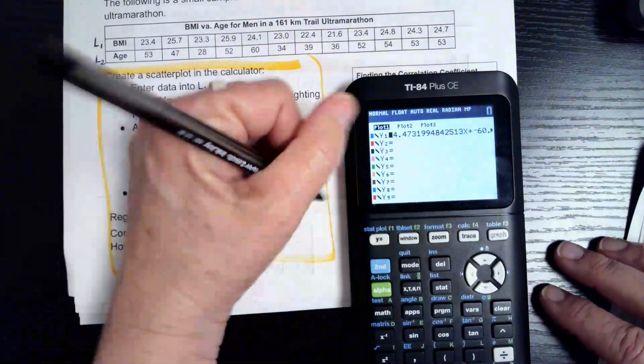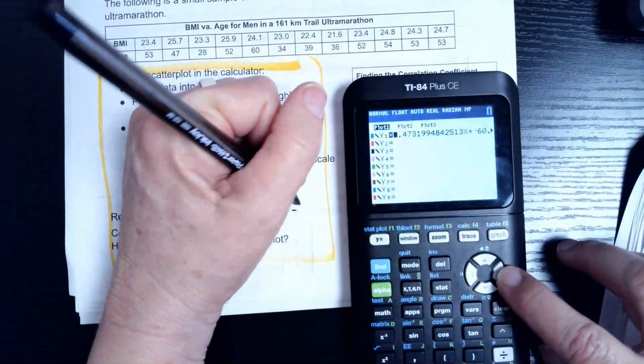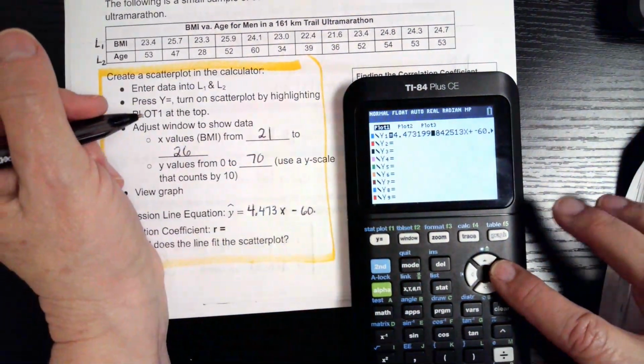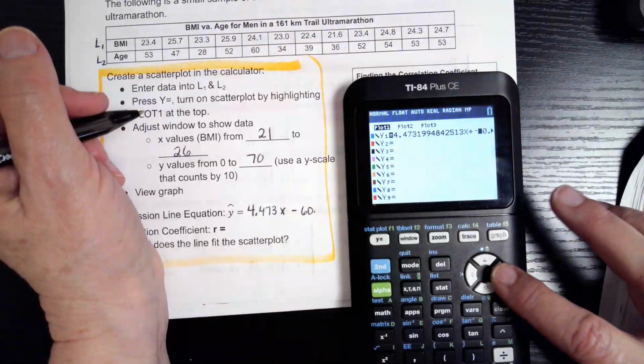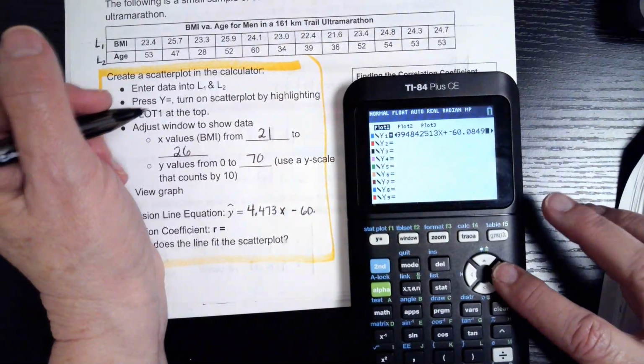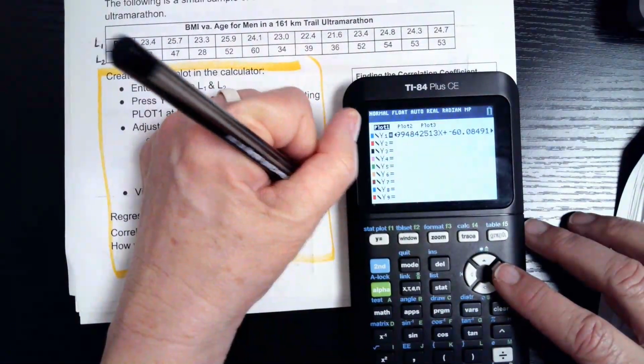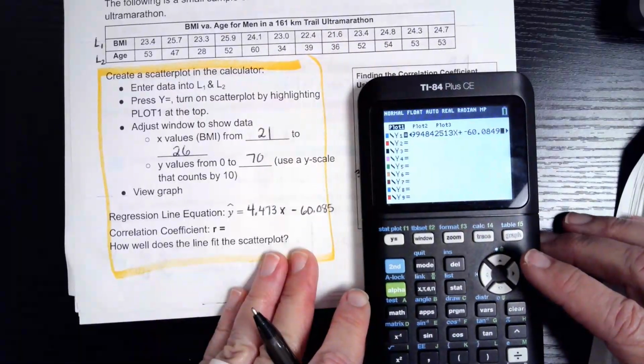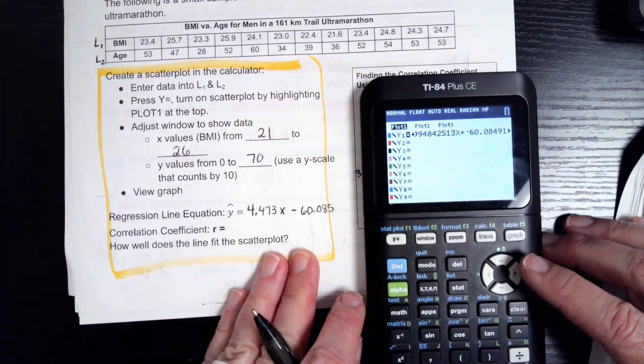I'm just going to put minus. My calculator's wanting to go to sleep. It looks like 60 point... so I'm going to have to scroll over there. 60.085. Because it also gives you those numbers on your regression before it puts it here. So are we rounded correctly?